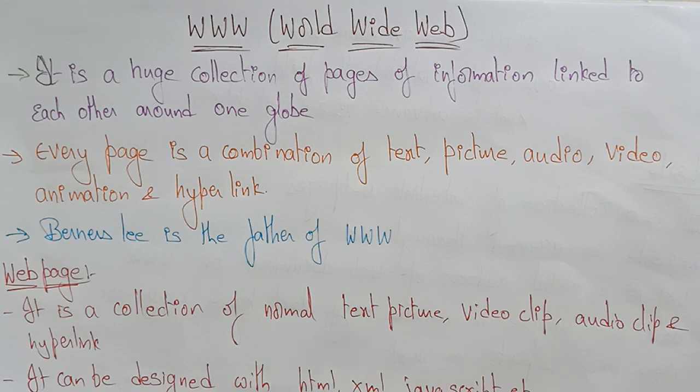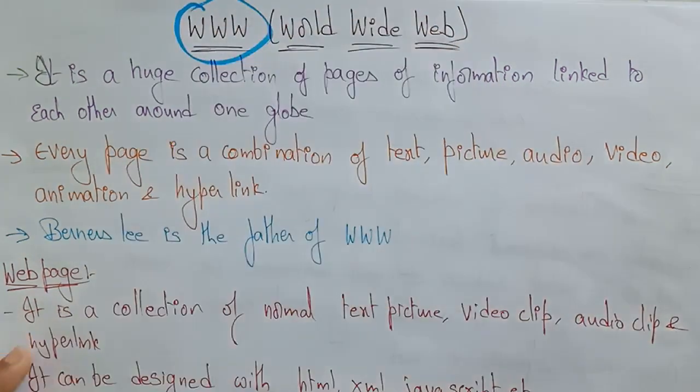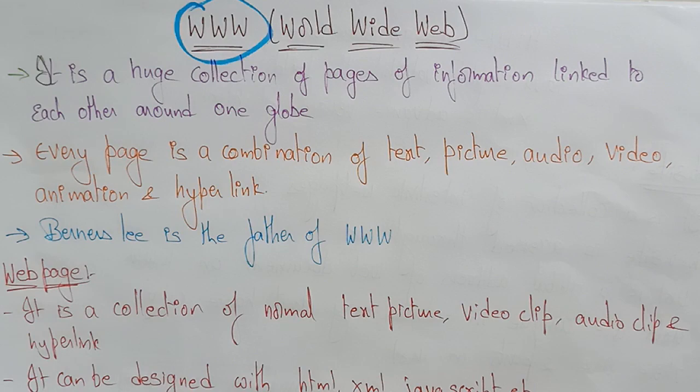Everyone knows about this www. So then what is this www? I think they don't know. They are simply using www.com some URL, okay, google.com, gmail.com, everything they are using. Then what is this www? It's the World Wide Web.